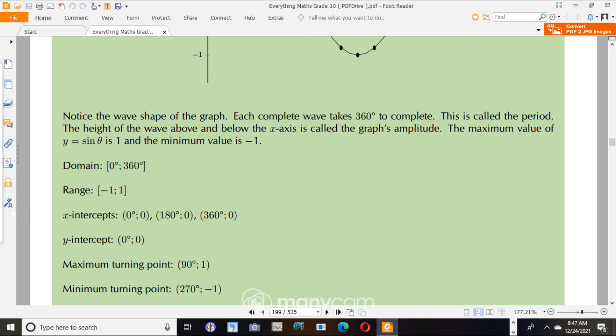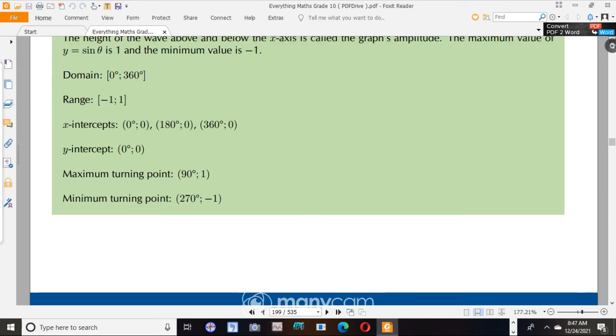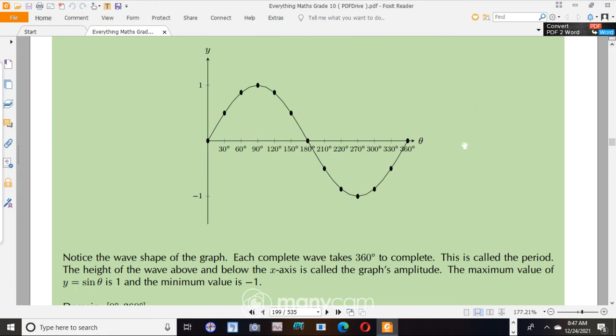Notice the wave shape of the graph, each complete wave takes 360 degrees to complete. This is called the period, as I have said. So in general, y is equal to sin theta has this type of graph. It starts from 0 and goes to 360, and after that, as you keep adding degrees, you will see this type of graph repeatedly up to infinity.